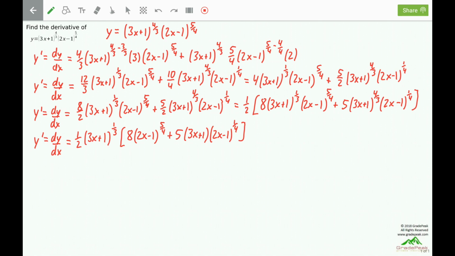In our next step, we're going to now factor out the 2x minus 1 to a power. So I already have a 1/2. I have a 3x plus 1 to the 1/3. We're now going to factor out a 2x minus 1. Now looking in here, we have a 5/4 and a 1/4. We can factor out the lower power of the two, and that'll be the 1/4 power. So I can factor out a 2x minus 1 to the 1/4 power.